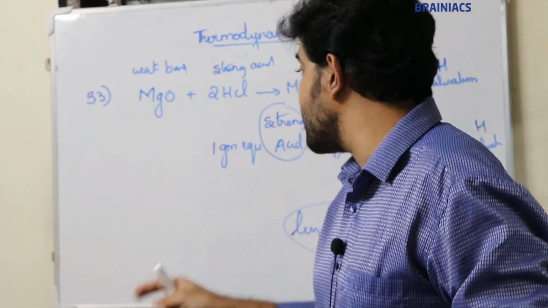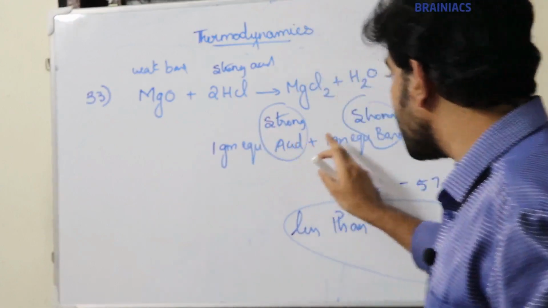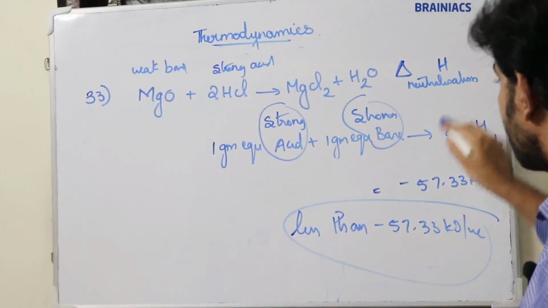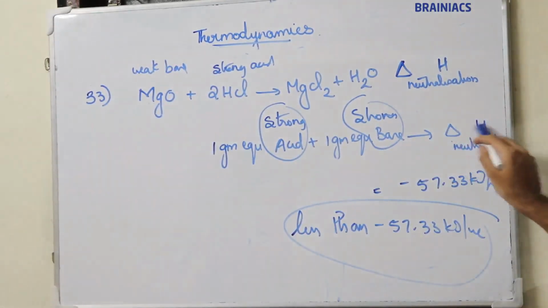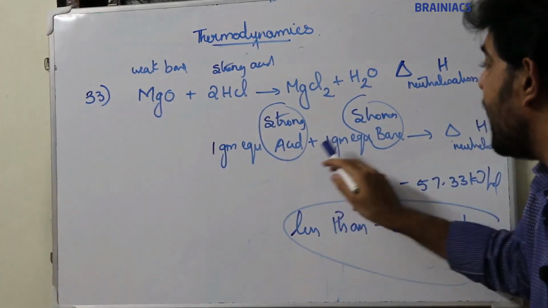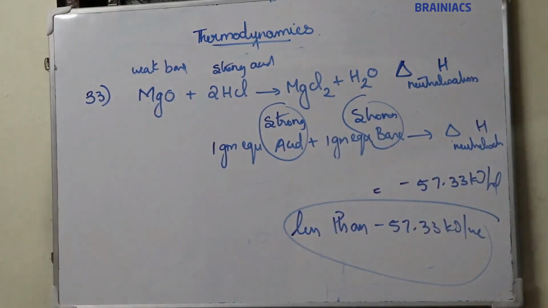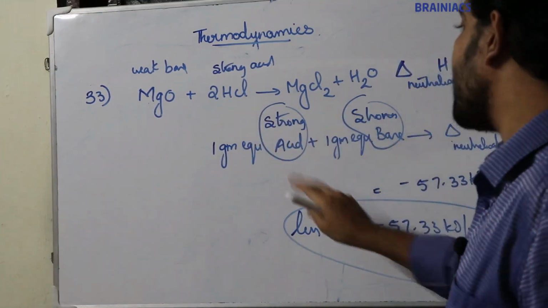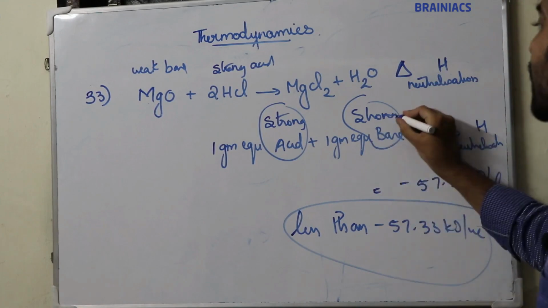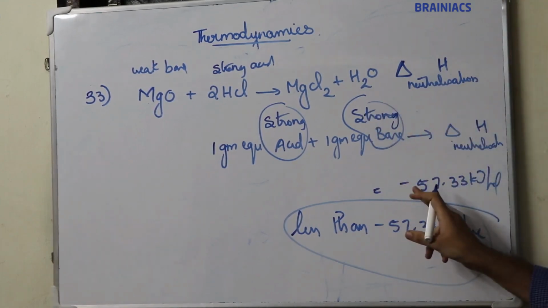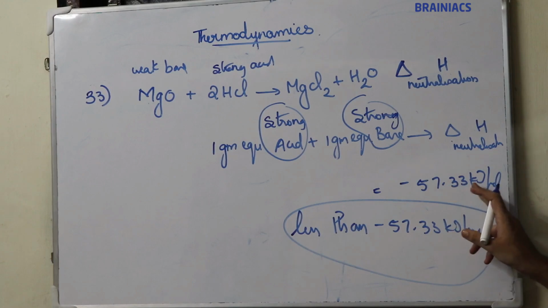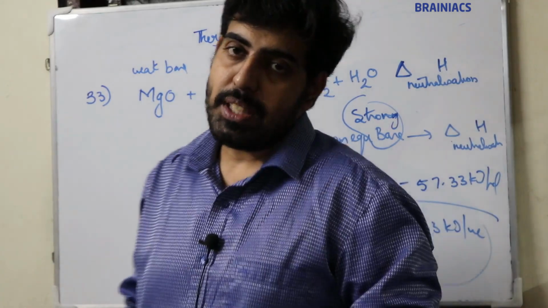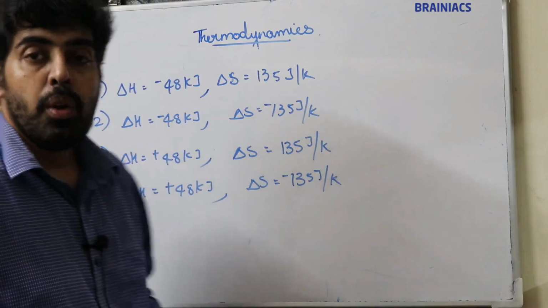What is enthalpy of neutralization? 1 gram equivalent of acid reacts with 1 gram equivalent of base. During that reaction, the enthalpy change is known as enthalpy of neutralization. And for a strong acid, strong base neutralization reaction, the enthalpy of neutralization value is always minus 57.33 kilojoules. If one among them is weak, then the value will be less than minus 57.33 kilojoules.